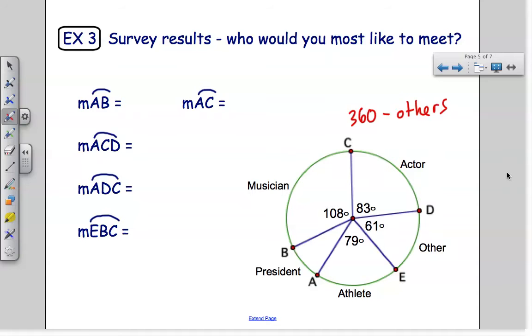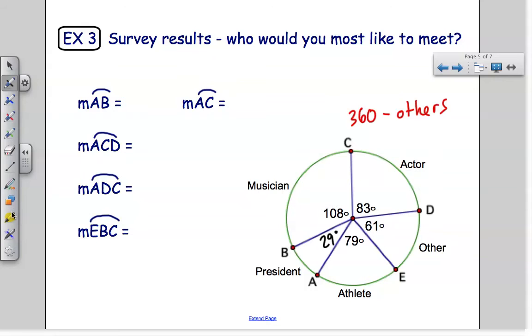I'm going to go ahead and do this on the calculator. I'm taking 360 for the total. I'm going to subtract the 108. I'm going to subtract 83, subtract 61, subtract 79. So I got rid of all these angle measures, and this is a small angle measure, so the number I get should be pretty small, and I did. I got 29 degrees there.